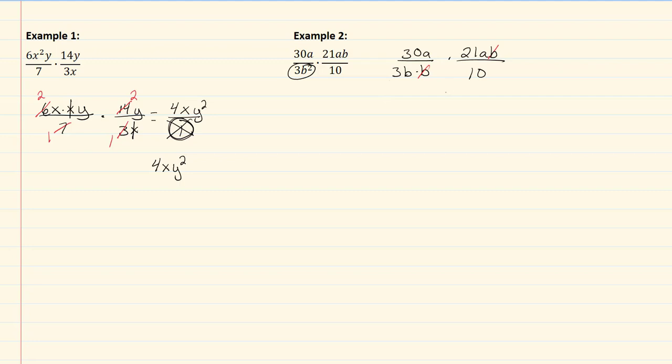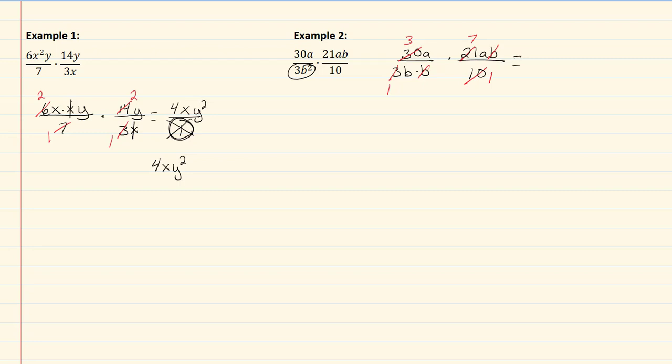21 and 3 have a common factor of 3. So 21 divided by 3 would be 7. 10 and 30 have a common factor of 10. So 10 divided by 10 is 1, and 30 divided by 10 would be 3. And I don't see any others.